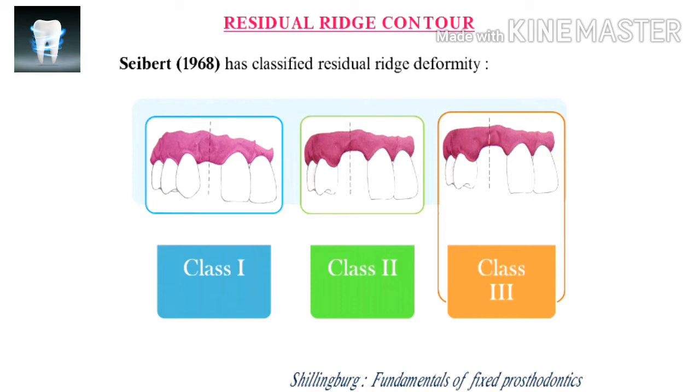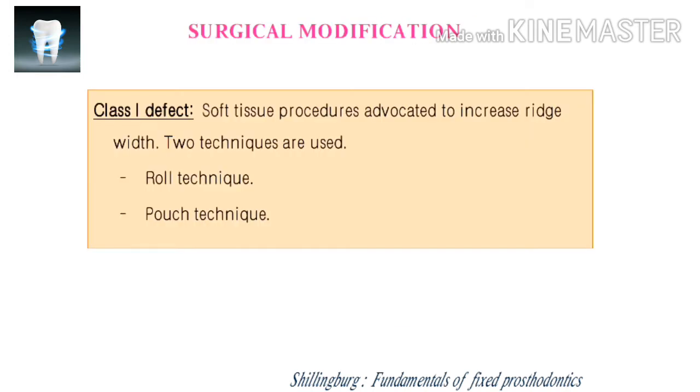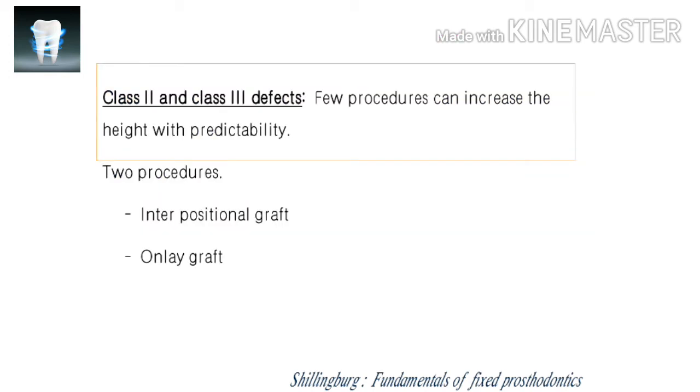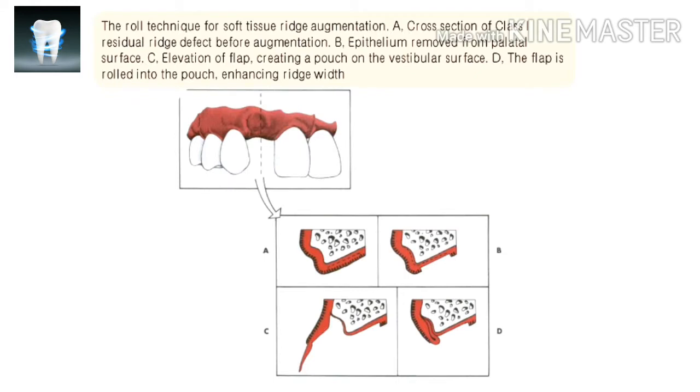Siebert has classified residual ridge into class 1, class 2, and class 3. So, what are the surgical modifications that we can do in each defect? In class 1 defect, soft tissue procedures are advocated to increase the ridge height. In class 2 and 3 defects, two procedures are done to increase the ridge height and width, the interpositional graft and onlay graft. The roll technique is for soft tissue ridge augmentation.